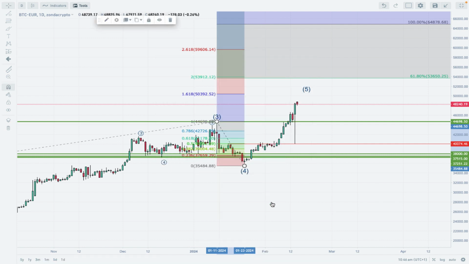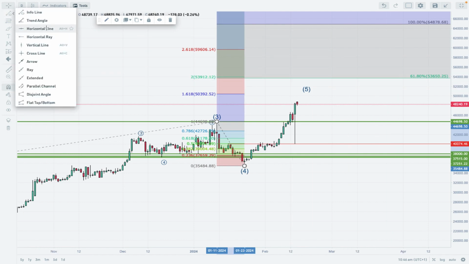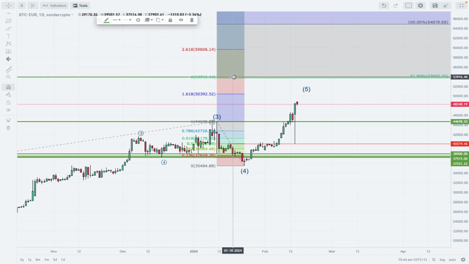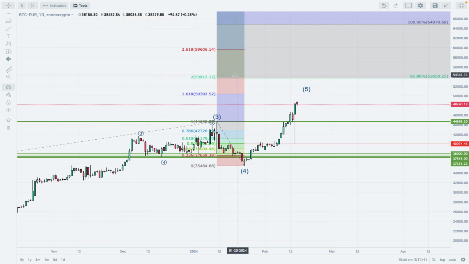Okay, so that's the 161. That's the 2, and 2 is almost equal to this level. You see, now we are getting somewhere. So the projections, remember, those are only projections. Okay, I will not clutter my chart. Let me leave it like this.